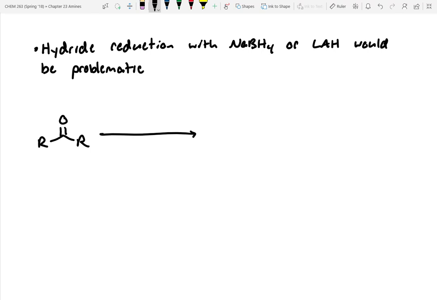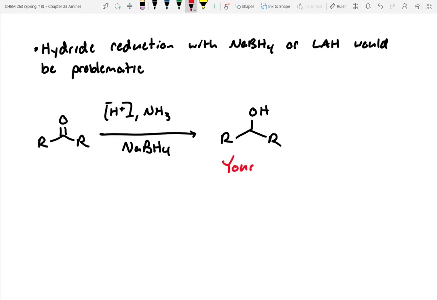So let's say I try to do this with my buffered acid, my ammonia, and let's say I use NaBH4. What do you think the problem is going to be? It's going to reduce the carbonyl before it has a chance to even form the iminium ion. So your carbonyl will get reduced first.